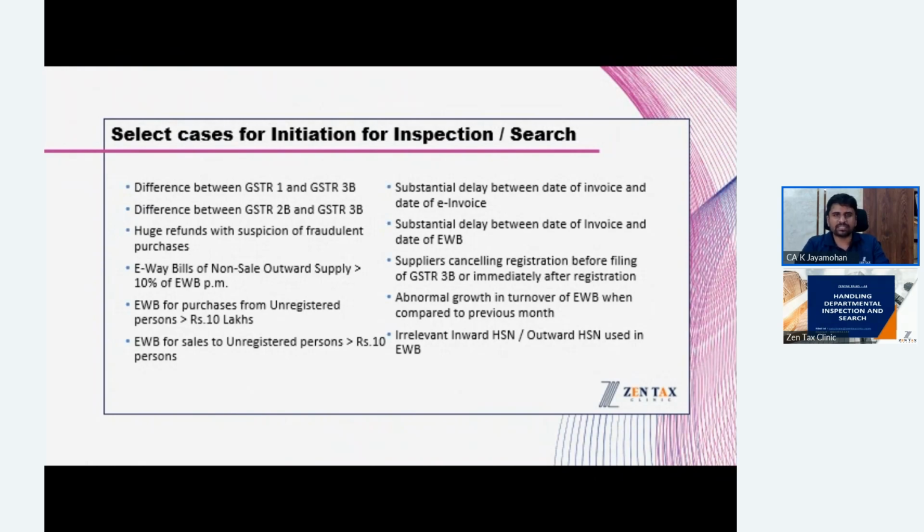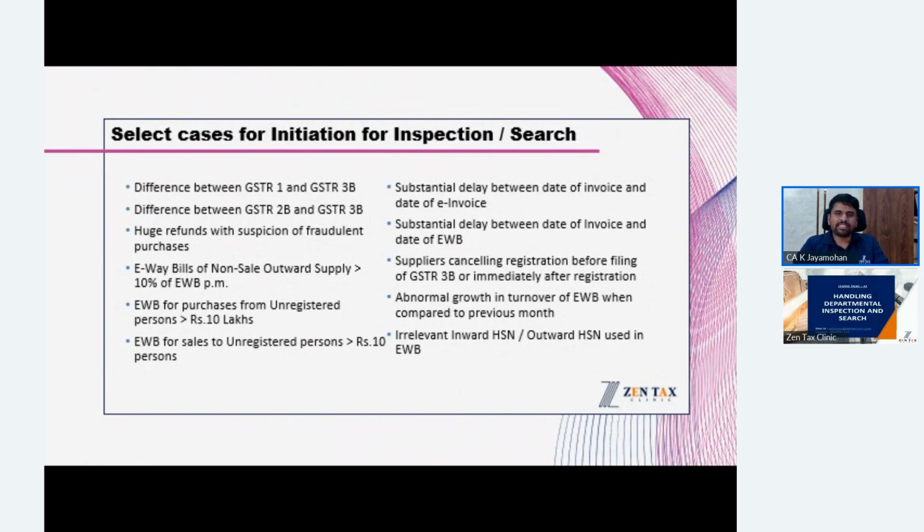...where a satisfactory explanation is available. An abnormal growth in the turnover of e-way bills when compared with previous months. So these are things you have to be mindful of. And also irrelevant inward HSN or outward HSN used in e-way bills.